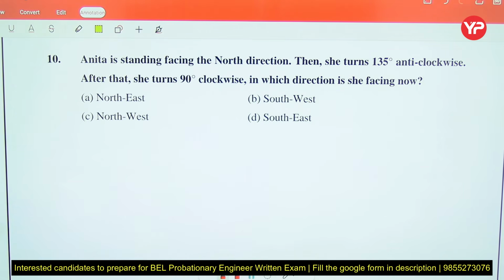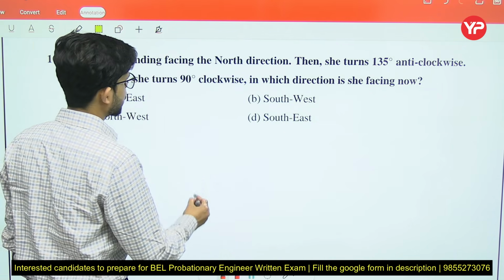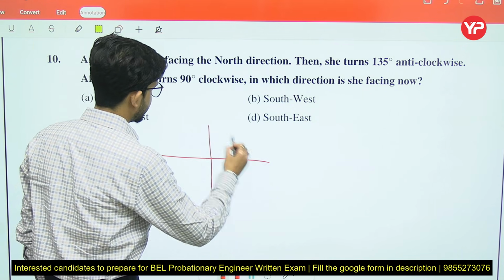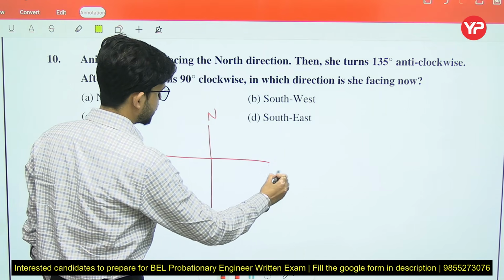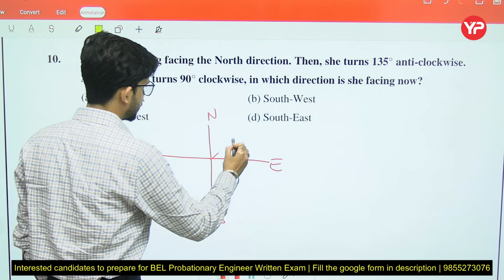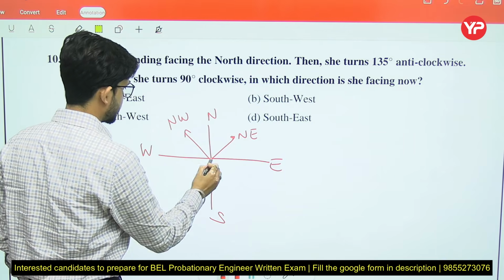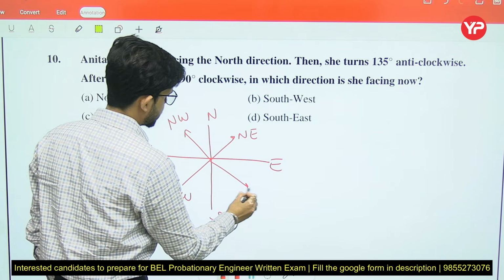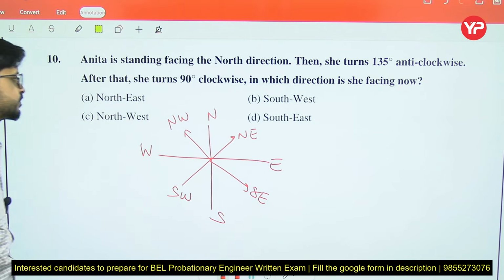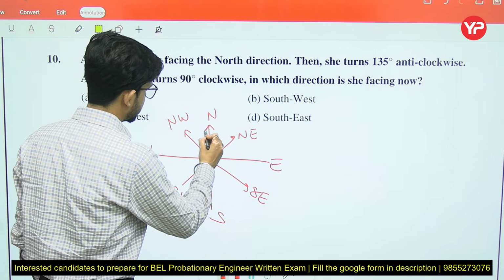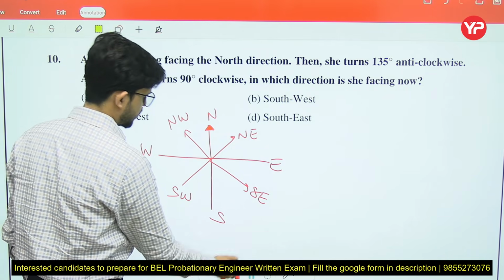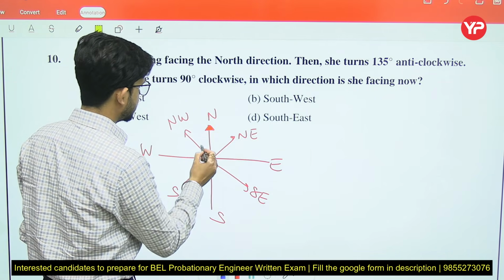Next question is from the direction sense test. As we know that Anita is standing facing north direction. So these are the directions: north, south, east, west, northeast, northwest, southwest, southeast. Now she turns 135 degrees. She is facing north. I am taking another color.